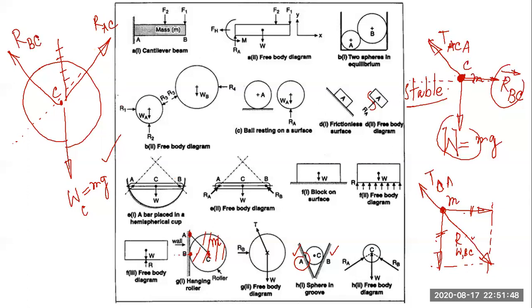Now the question is, sir, why are you drawing all the forces collinear at point C? Because the weight mg will pass through point C, that is clear. Sir, who told you? How are you sure that the two reaction forces, this one and this one, are also passing through point C?